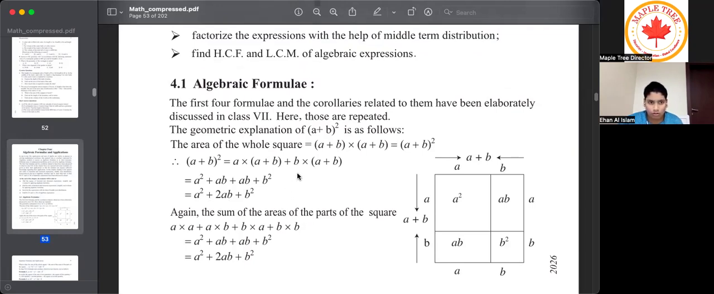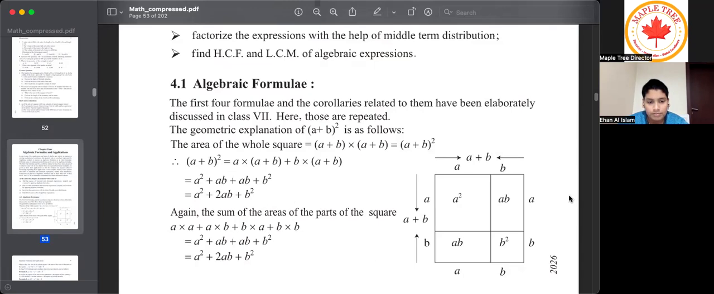Then b and a multiplied give ab, the same, and b square. So a square plus ab plus ab, that means 2ab, plus b square. That means (a plus b) whole square equals a square plus 2ab plus b square.